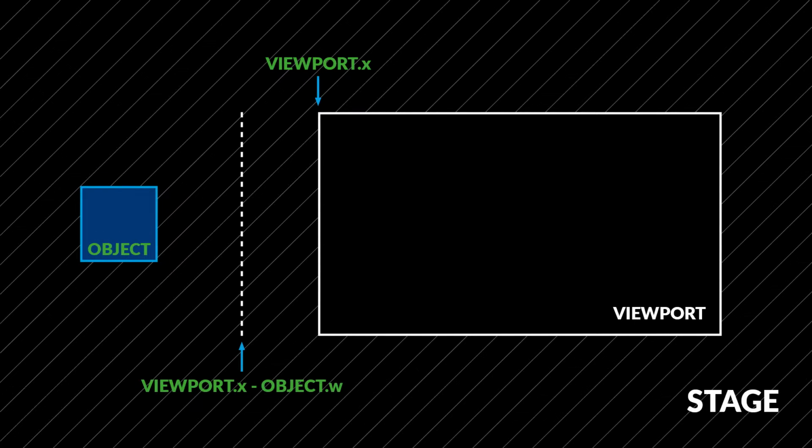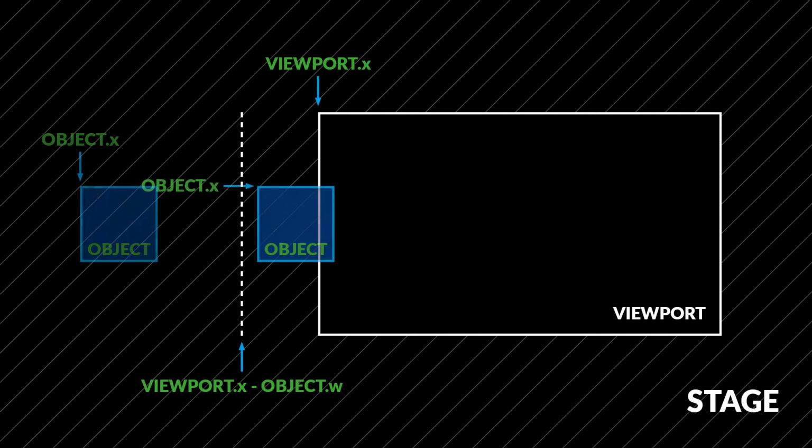Okay, so let's add some labels. This is where the viewport's X location is. This is where the viewport's X location minus the object's width is. And this is where the X location of the object is. In this state, you can clearly see that the X location of the object is less than the viewport's X location minus the object's width, which means the condition is true and the objectVisible function returns false. In this state, the object's X location is greater than the viewport's X location minus the object's width, so the condition is false. This means we can move on to the next condition.